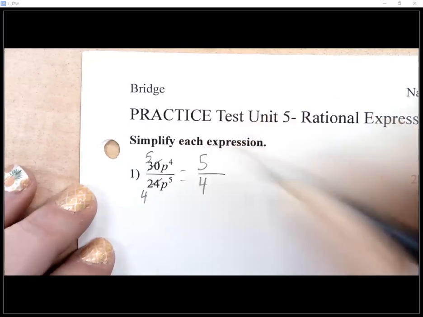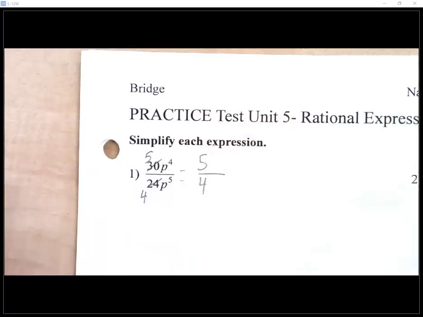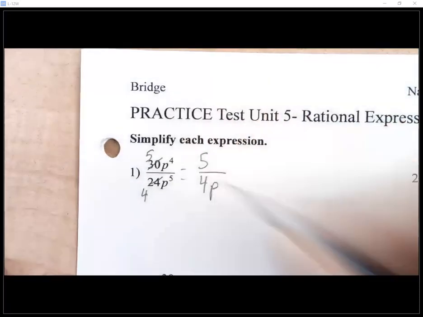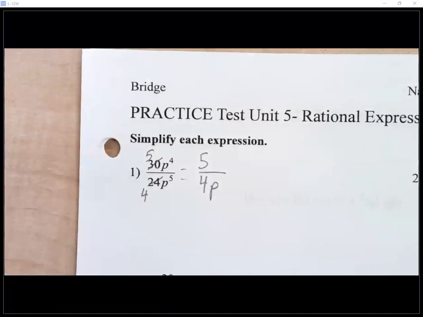Now let's look at the variables. You have p to the 4th over p to the 5th. So I'm going to be left with p to the 1st on the bottom. That's it. You're finished. Okay, jump to one like number 4.